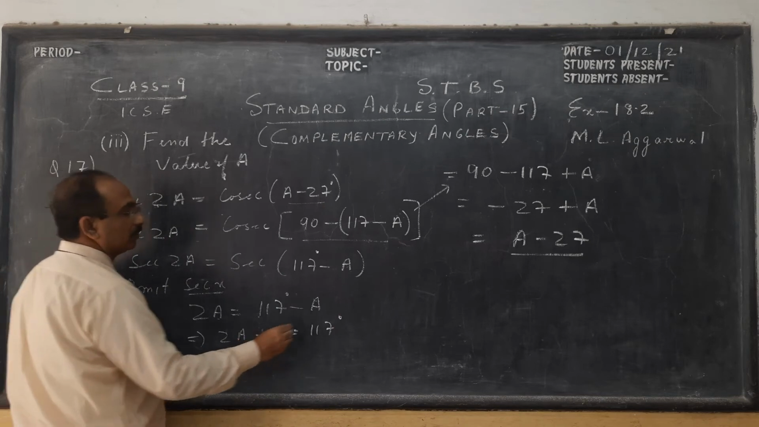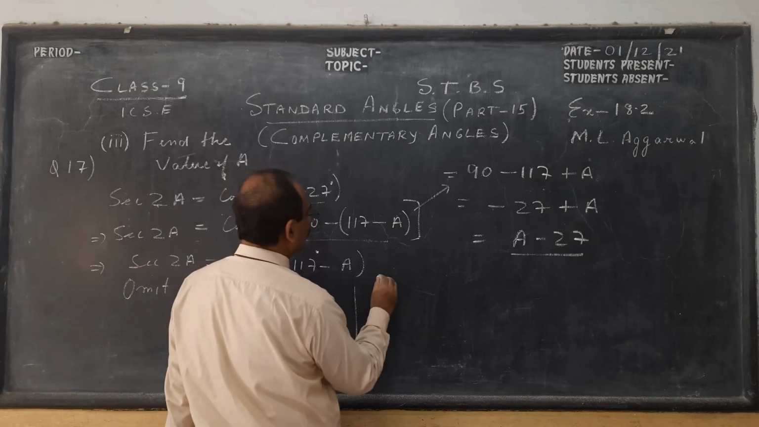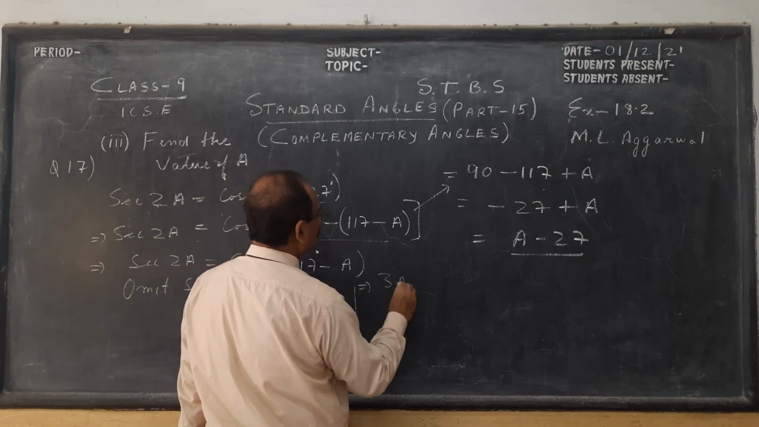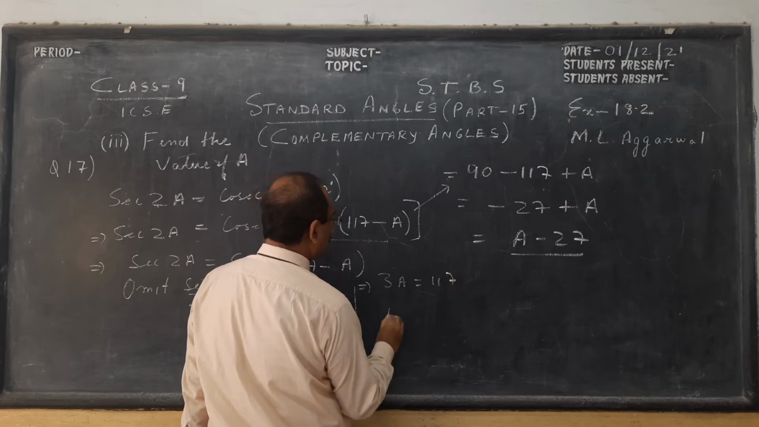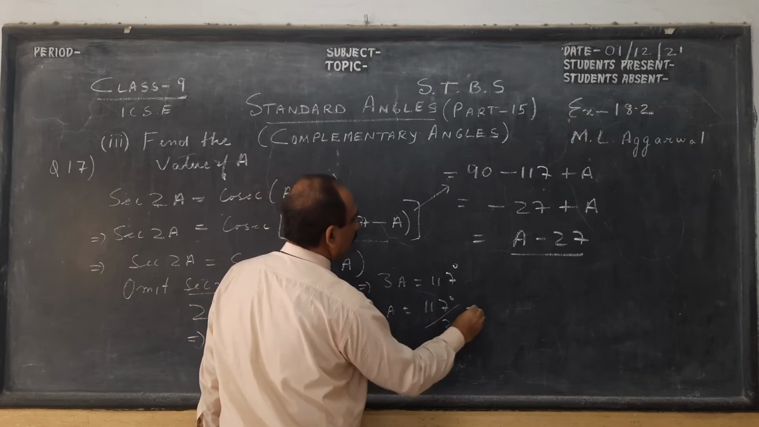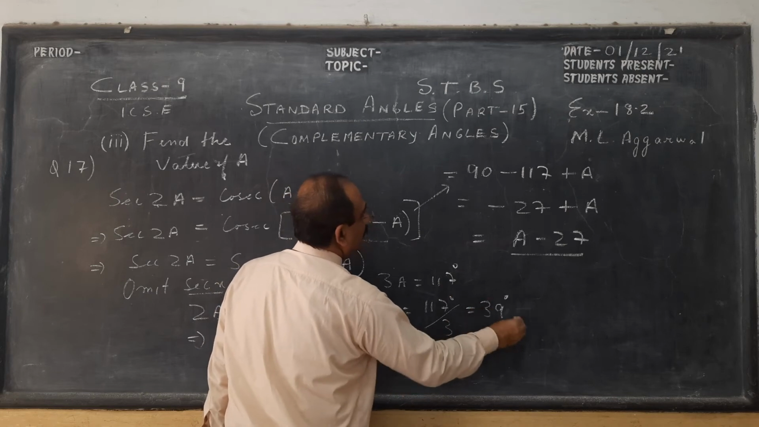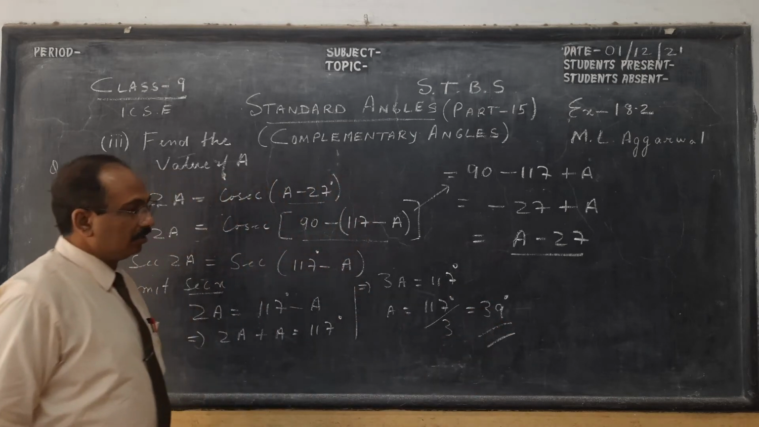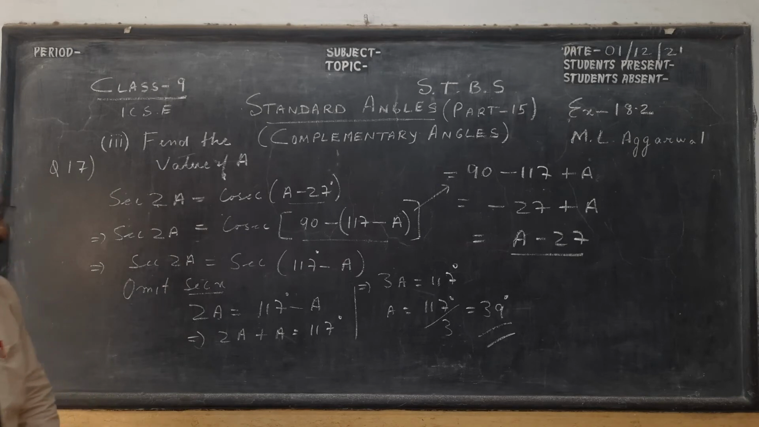So we get 3a is 117, a is 117 degrees divided by 3. If you divide, you will get 39 degrees. 39 threes are 117. So kindly pause the video.